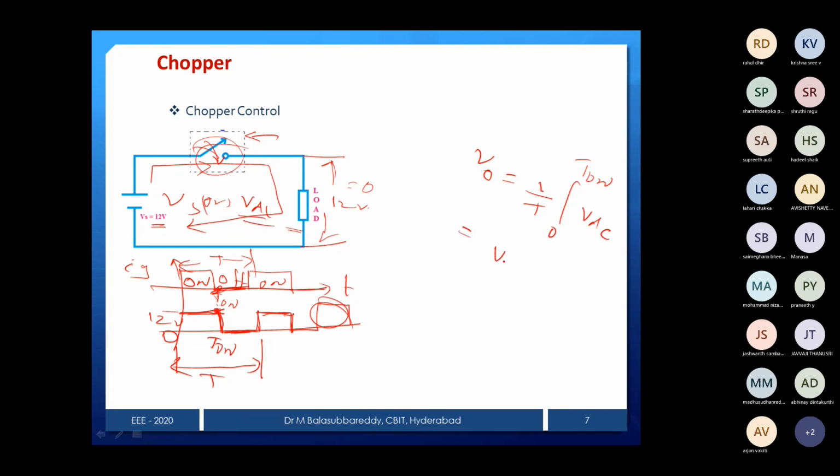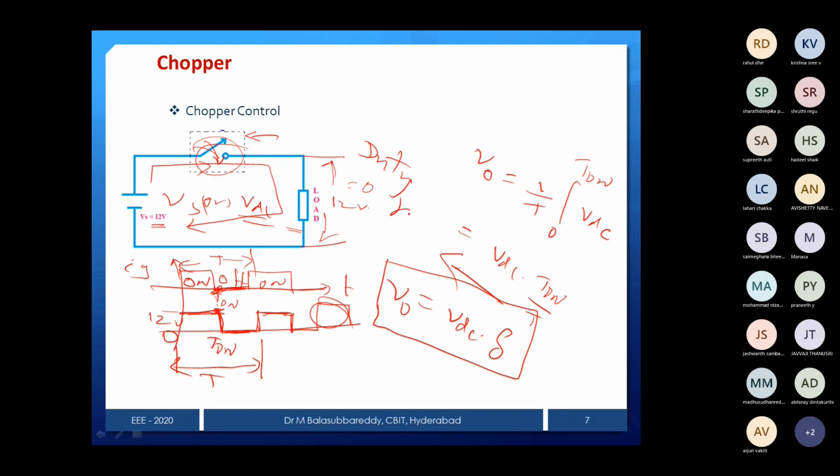Whatever notation you want to follow, Vs or VDC is the input. Then the output is equal to VDC into T on by T. For simplicity, V out is equal to VDC into T on by T, which is delta. There the delta is the duty ratio. That is the only definition here. Duty ratio is the ratio between turn on time and the total time. That range is 0 to 1, or you can say 0 to 100% in terms of percent.